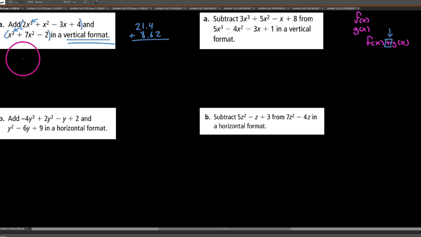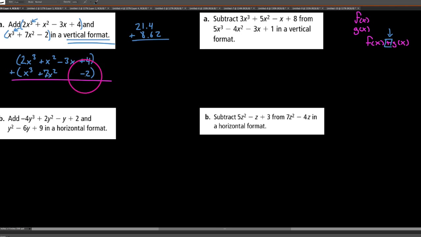So when I rewrite this vertically, I'm just going to write 2x cubed plus x squared minus 3x plus 4, and then I'm going to write plus now this. Put all these in parentheses, I almost forgot. Plus x cubed plus 7x squared. I don't have any x's to the first, so I'm going to leave that blank, and then minus 2. I can actually, if I want to, fill this in with the fact that I have no x's to the first. But what we're going to do vertically is just add these straight up and down.